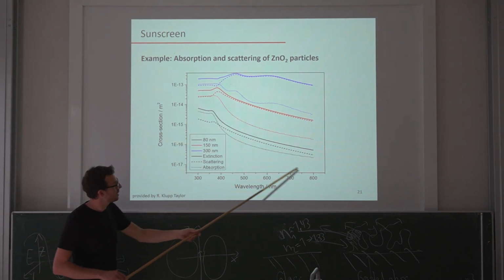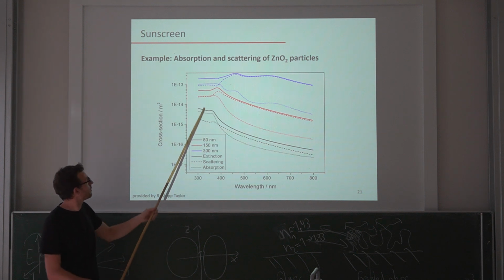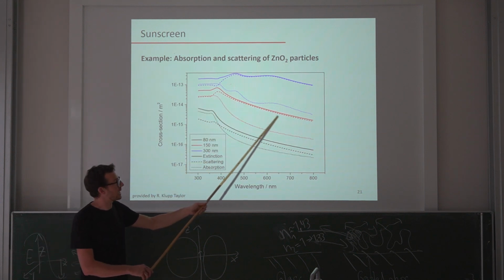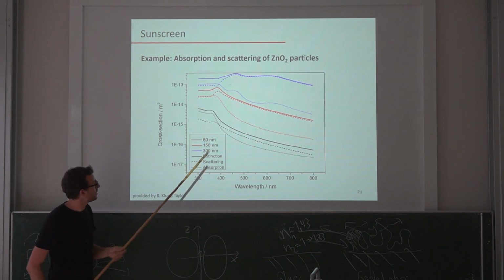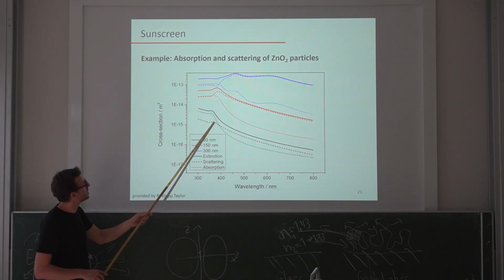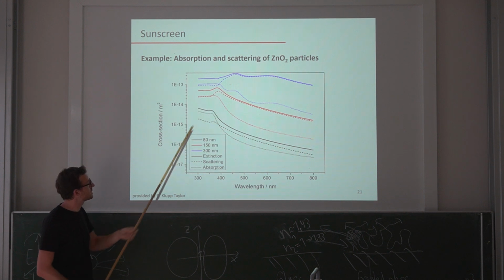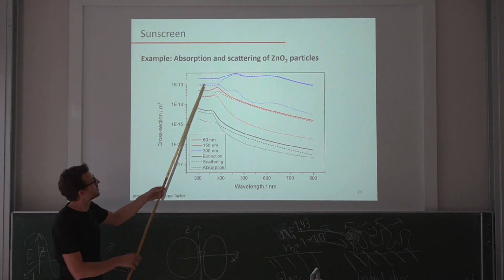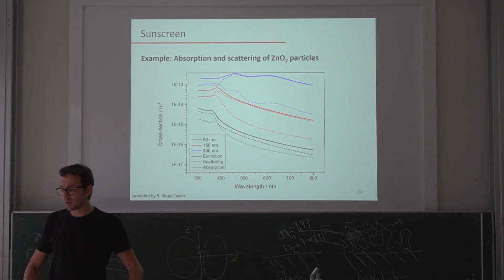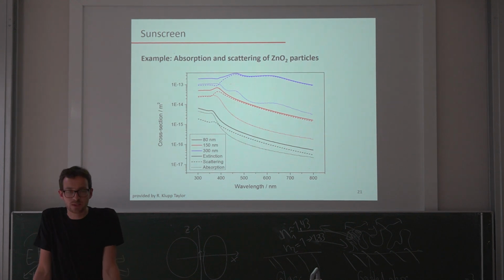So from here to here, you also have for the 150 nanometer particles already a lot of scattering. While for the smaller particles, you get this more continuous decrease, and the absorption here at UV light exceeds the scattering. So you see, of course, the absorption is also overall better for the larger particles, but it comes at a price.